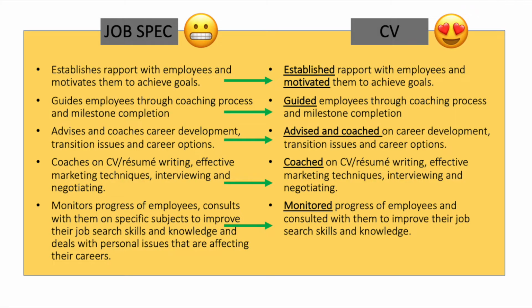So what we're going to do is use the job spec as a basis to work backwards from. Your job spec will no doubt be full of words like establishes, guides, advises, ensures, etc. All very passive statements. To make them more dynamic and interesting, just turn those verbs into past tense. So establishes becomes established, guides becomes guided. So instead of establishes rapport with employees and motivates them to achieve goals, we now have established rapport with employees and motivated them to achieve goals. This is something that happened, okay? So it's got much more power to it rather than being a wishy-washy statement.